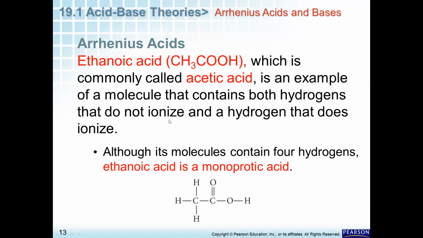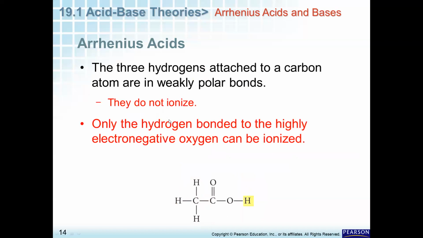We may have some compounds that contain both, and that is what we call organic acids. Organic acids or carboxylic acids, as we discussed before, do have other hydrogens that are non-ionizable, and they have only one that is ionizable. The difference between these 3 hydrogens and this hydrogen is that the hydrogens bonded to carbon are not ionizable because carbon is not electronegative, but the one bonded to oxygen is ionizable hydrogen. So only one hydrogen in the case of ethanoic acid is ionizable.